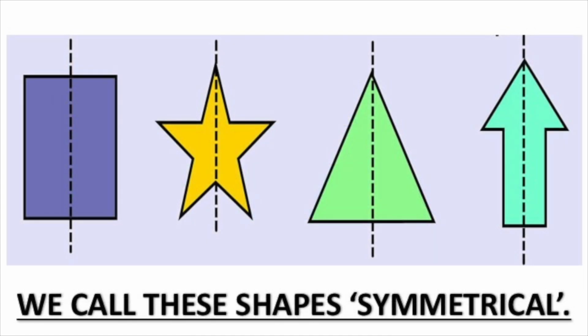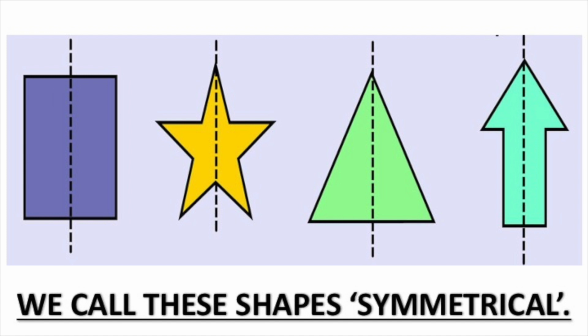See? Look at the lines going down the center of each of the shapes. If the shape is the same or equal on both sides after the line has been drawn, we can call them symmetrical. We call these shapes symmetrical. You see, the rectangle, 2 equal parts.